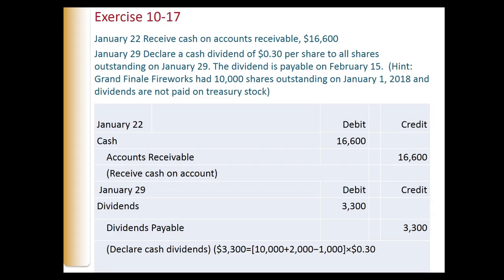January 29th, declare a cash dividend of 30 cents per share to all shares outstanding on January 29th. The dividend is payable on February 15th. So at that time, it's a legal obligation, we debit our dividends for $3,300, which is basically 10,000 shares of outstanding stock plus 2,000 minus our treasury stock, times 30 cents. So we've got $3,300 as a debit and a credit to dividends payable.